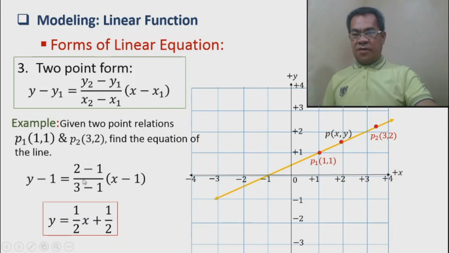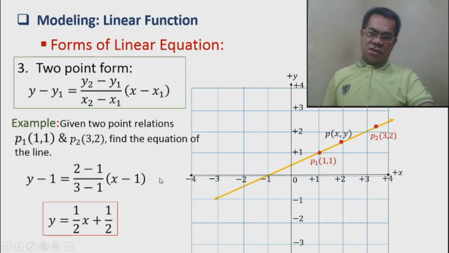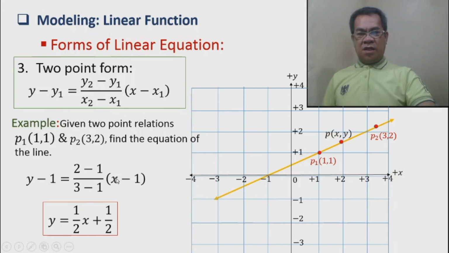Distribute it here. So therefore, 1 over 2 times x, and 1 over 2 times 1, negative 1 over 2. But remember, we have 1 here. Transpose to the other side, it becomes positive 1. So it should be negative 1/2 plus 1. What is negative 1 half plus 1? The answer is 1 half. So the final answer is y is equal to 1 over 2 x plus 1 over 2.